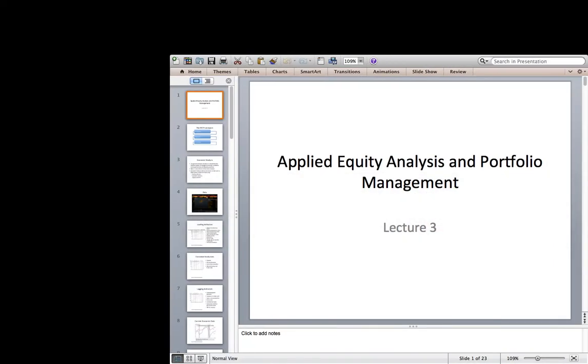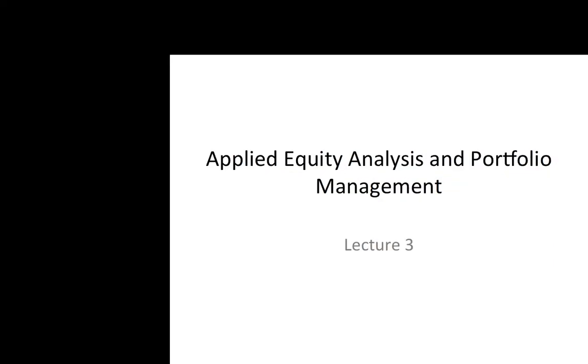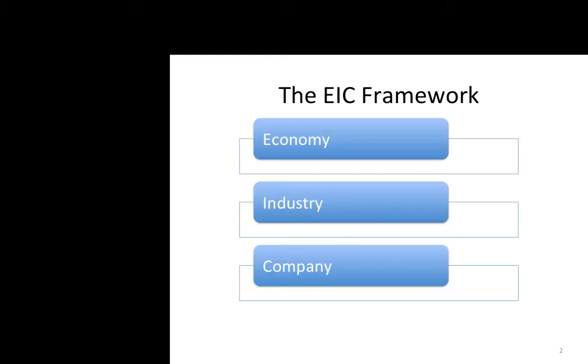All right, so today we're going to talk about lecture note 3, which is the EIC Framework. It stands for Economy, Industry, Company. The general idea of this framework is that about half of a company's performance is going to be based on external factors. These are the three major external factors that we're going to look at.